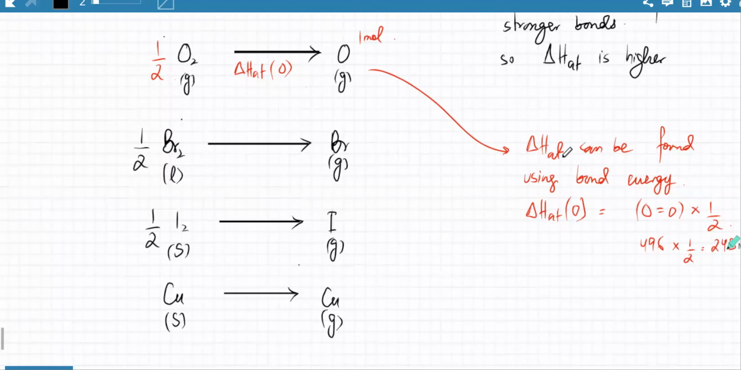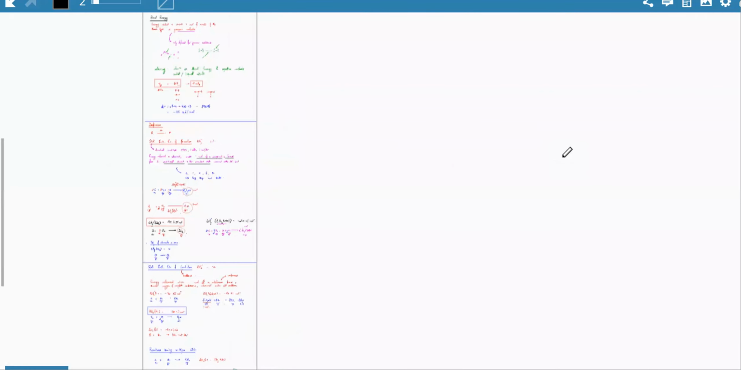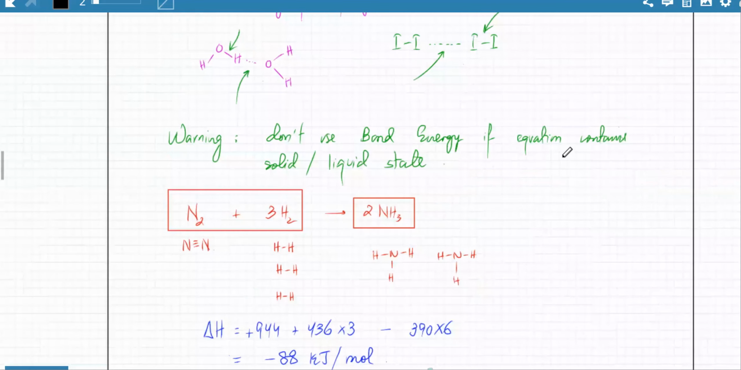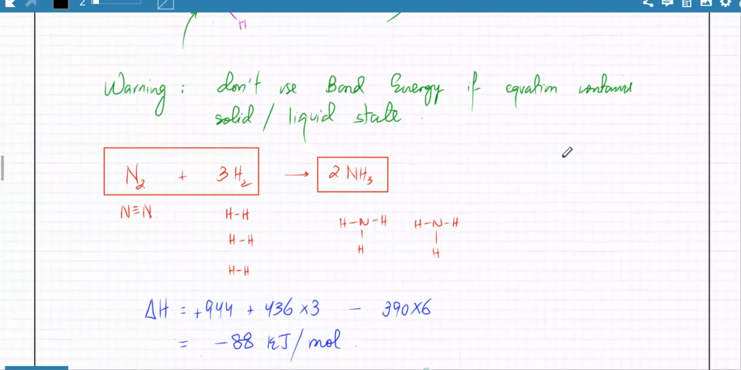Now remember we discussed early on, we did this thing, bond energies. I told you that the enthalpy change of the reaction, the overall energy change of a reaction, can be found using bond energy. But I gave you a warning: don't use bond energy if the equation contains solids or liquids. Why? Because the bond energies given in the data booklet are only calculated for gaseous substances.